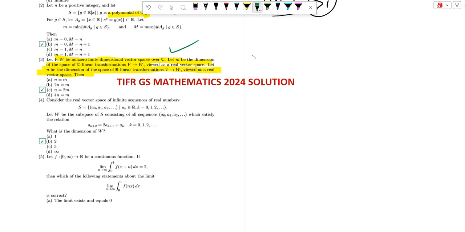So pretty easy. In this case the question deals with the dimensions of the vector space. Let V and W be non-zero finite dimensional vector spaces over C. A C-linear transformation from V to W can be viewed as an R-linear transformation by restricting the domain and codomain.